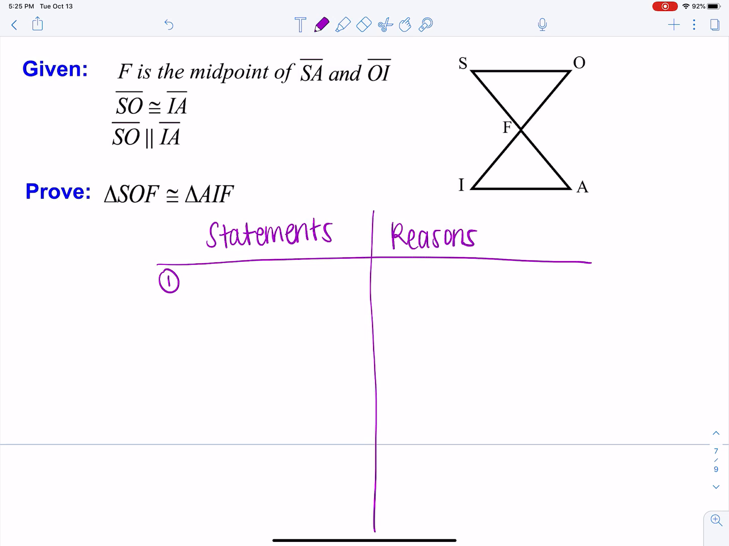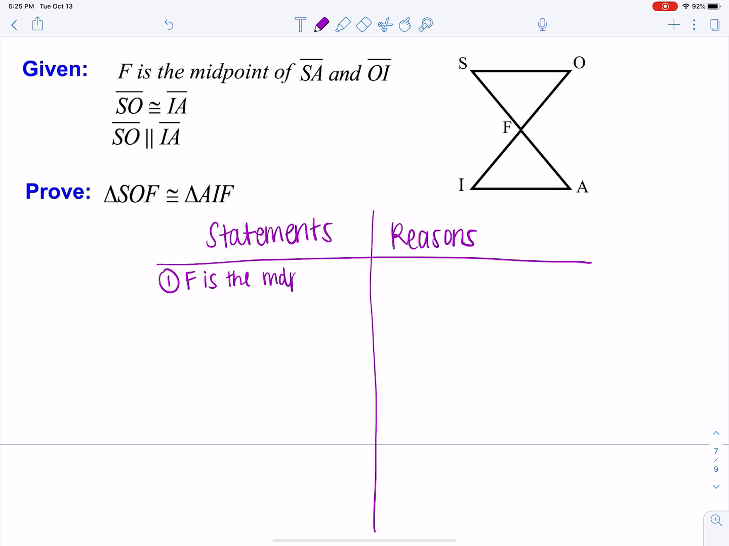I'm going to start by reading the problem. They tell me F is the midpoint of segment SA and segment OI. So that's almost two pieces of information in one. They also give me segment SO is congruent to segment IA, and they tell me segment SO is parallel to segment IA. We're trying to prove the triangles are congruent. So I'm going to work one piece of good information at a time.